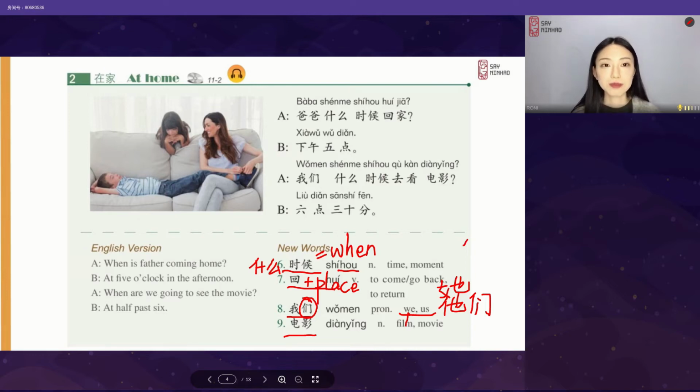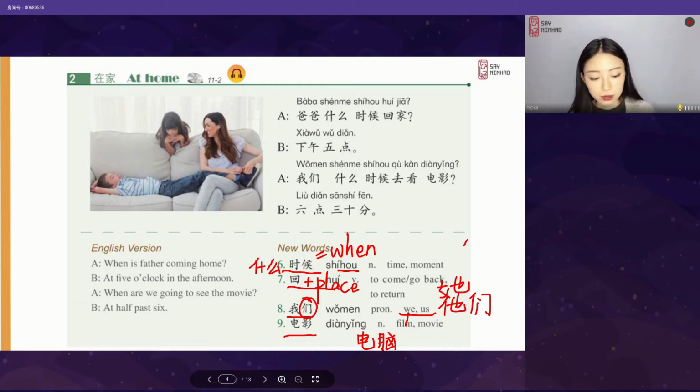Computer is 电脑, right? 电脑. So as we can see here, 电影 and 电脑, they all have the same character, which is 电. 电 means electricity, electronic. So 电影 and 电脑, they are all about electricity. That's why we call them that.